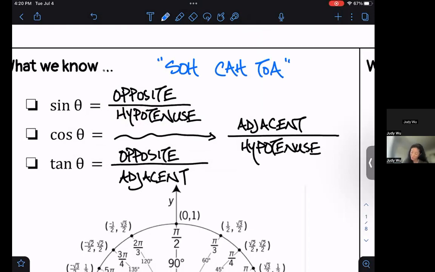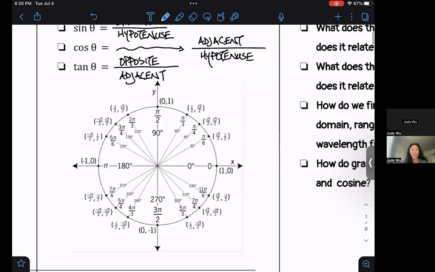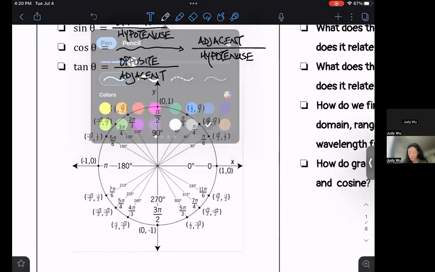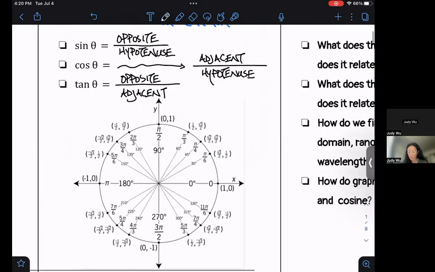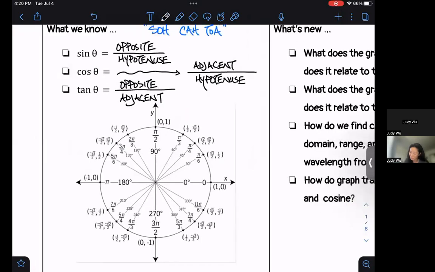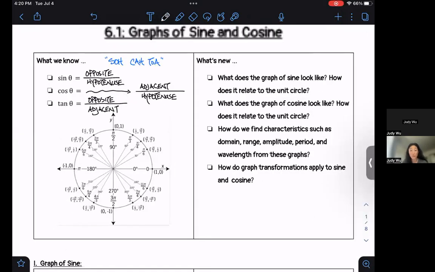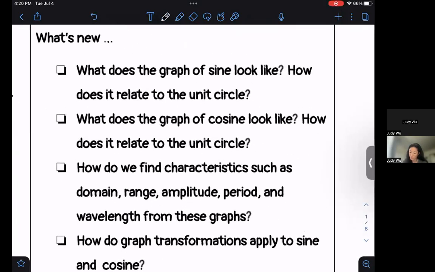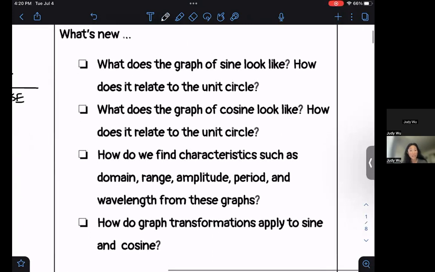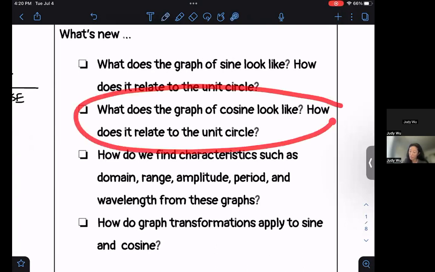Okay. And I've also put a little clip of the unit circle down here because that is something that we will find super helpful for our graphs, but also for this entire chapter. All right, moving on to what's new. So what does the graph of sine look like? That's going to be one question that we explore today. And how does it relate to the unit circle? We're going to ask ourselves a similar question, but about cosine.